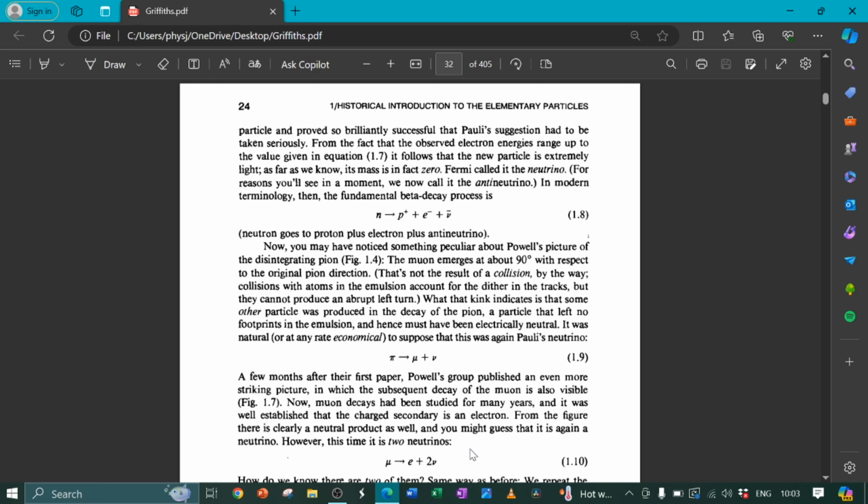A few months after their first paper, Powell's group published an even more striking picture, in which the subsequent decay of the muon is also visible. Figure 1.7.